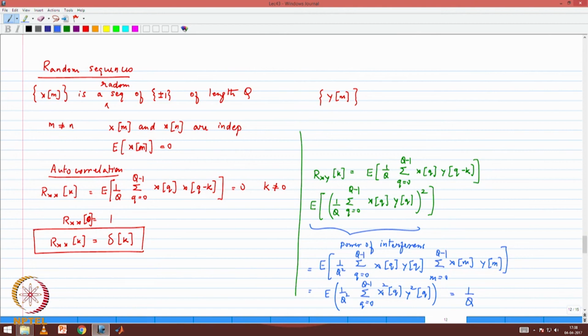What is the takeaway from this discussion? You took these random sequences, and when I apply the receiver for user 1, some signal is going to leak in from user 2. The power of the interference that is caused by this leakage has a 1 over Q factor if I use random sequences. Q is my spreading factor. So the larger my spreading factor, the multi-user interference is going to go down.